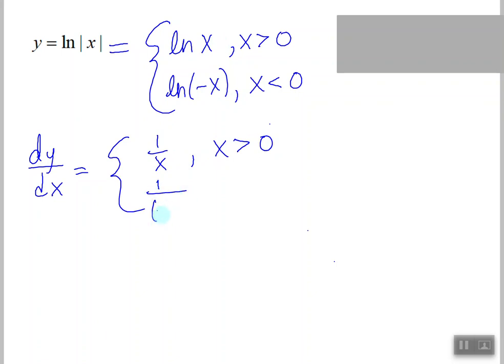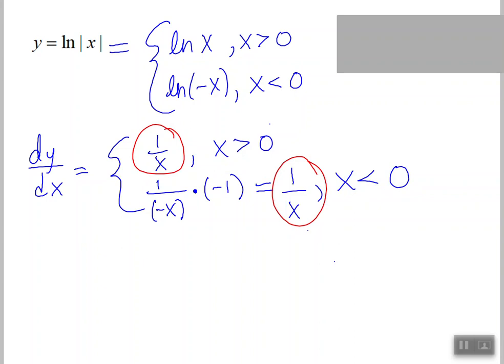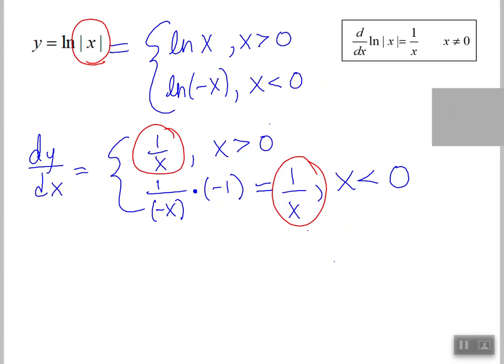So 1 over negative x times the derivative of the inside, negative 1, that equals 1 over x for x less than 0. Notice that in both cases, I get 1 over x. So the absolute value really doesn't have an effect on the derivative that we already learned. So it's common to just remember and use the derivative with respect to x of the natural log of the absolute value of x is just 1 over x. Of course, that's for x not equal to 0.